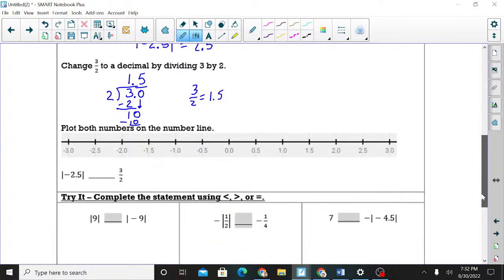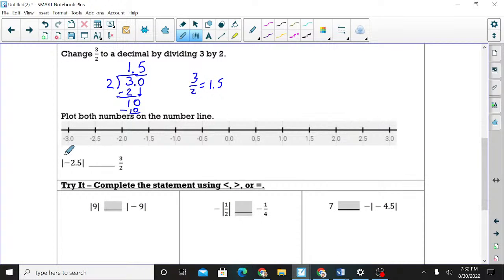So when we go down to the bottom here, I'm just going to ignore the number line. The absolute value of negative 2.5 we know is 2.5. 3/2 is actually 1.5. Therefore, we know that 2.5 is bigger than 1.5, and we use the greater than sign.